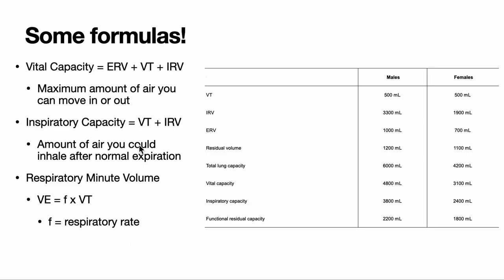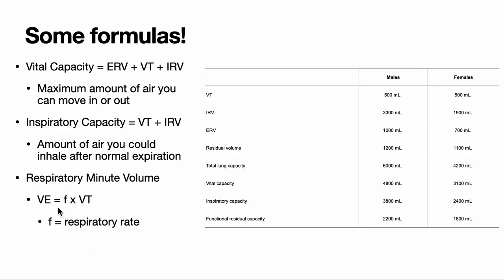All right, some formulas over here, just as a reminder. Vital capacity is ERV plus tidal volume plus IRV, and that will give us the maximum amount of air we can move in or out. If you want inspiratory capacity, just how much can you breathe in, that's going to be your tidal volume plus your inspiratory reserve volume. So just how much could you inhale after you've normally expired.